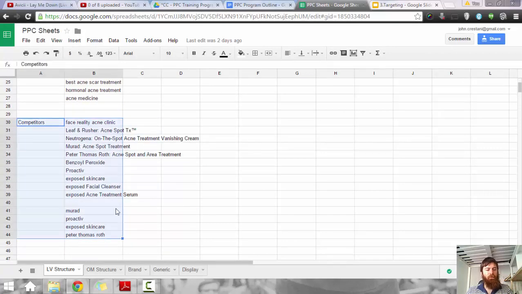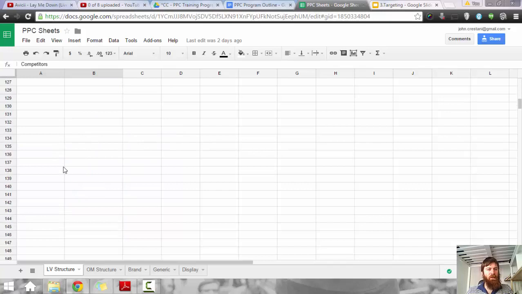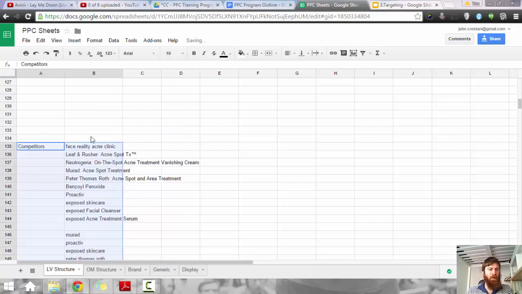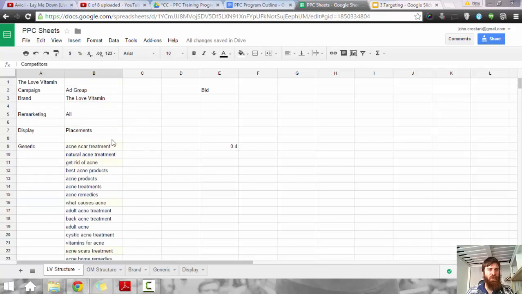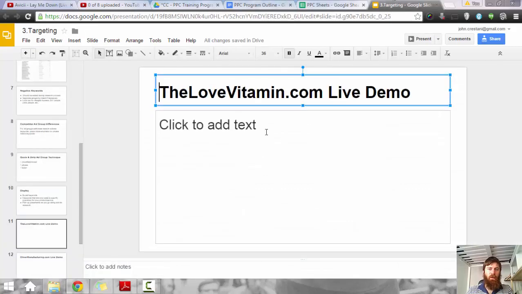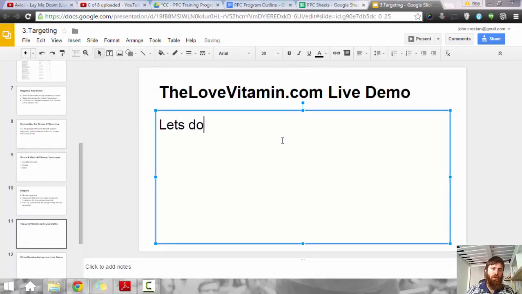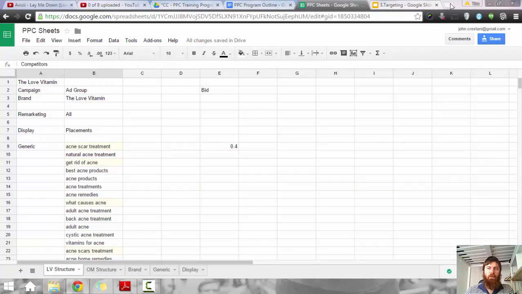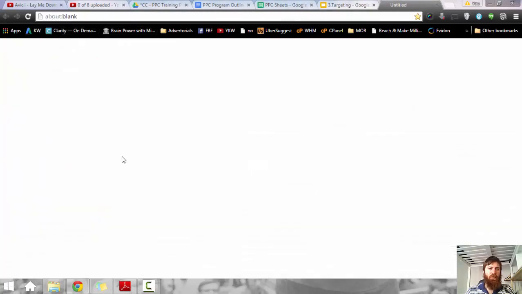So let's take this down, and I'm just clearing up some space in my sheet. Without further ado, let's do this. Okay. So first we have to open up our keyword tool, which is pretty important.